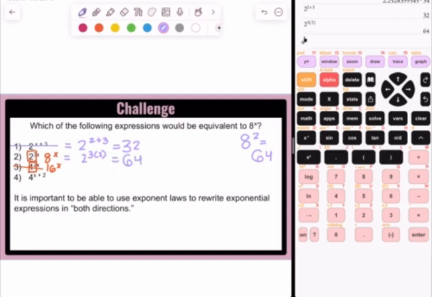Let me just retry the other, number 3. That equals 256, so no, that is not my answer. Now let's look at the last one. 4 raised to the 2 plus 2. That's not my answer either. So my answer indeed is 2. So we want to make sure that we're able to use exponent laws to rewrite exponential expressions in both directions.